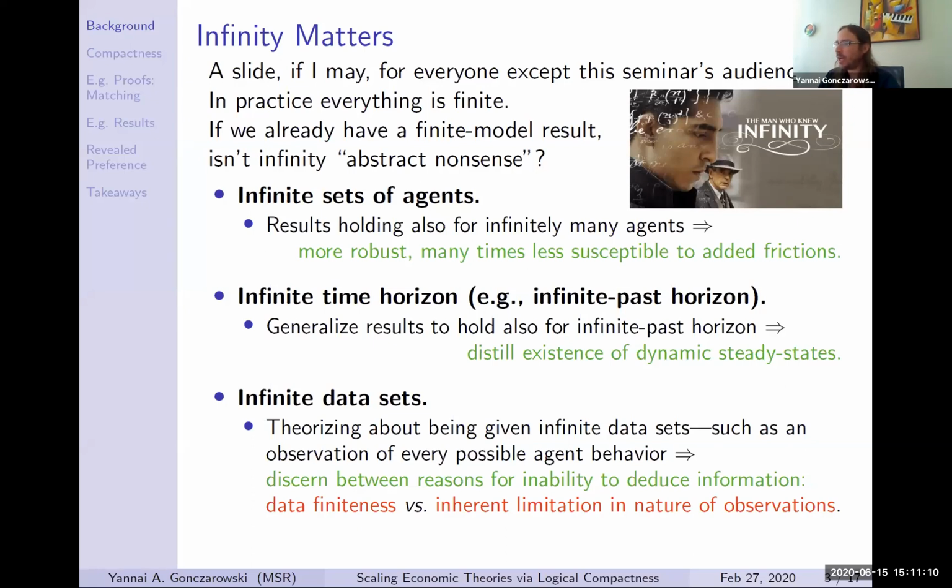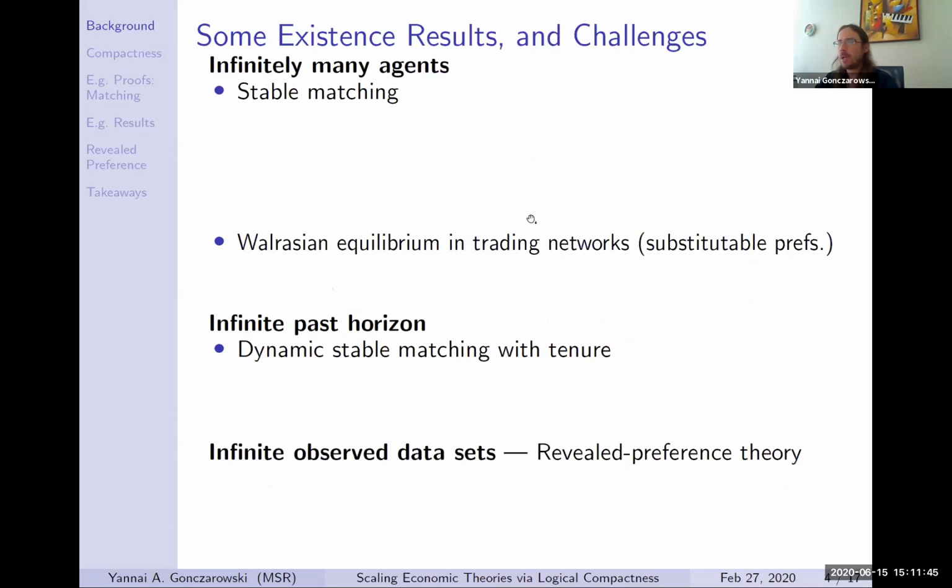Or is that because of an inherent limitation of the nature of your observations that even having infinite data would not have helped with? That's a question that we cannot answer without reasoning about infinite data, and that's an important question even if you don't really ever get given infinite data. And we'll get another example for why infinite data is needed later on. And so even if we only care about real life, knowing whether things hold for infinity helps us better understand, get better intuition for finite domains.